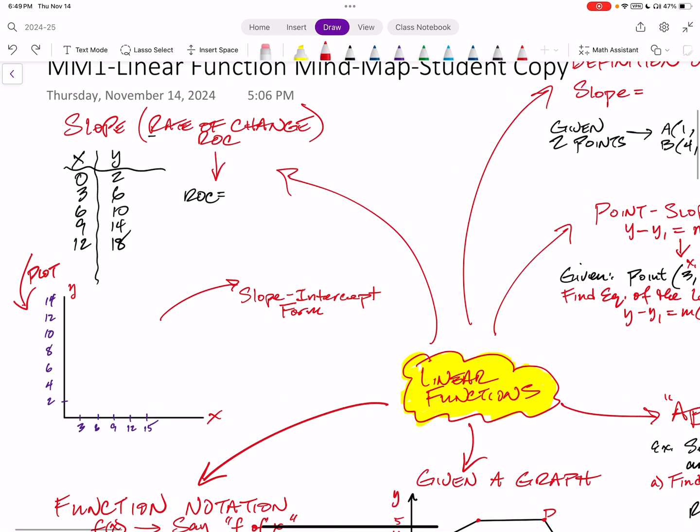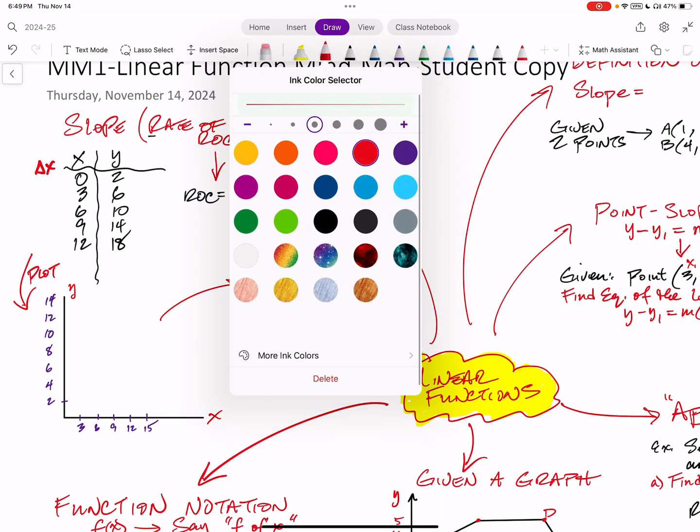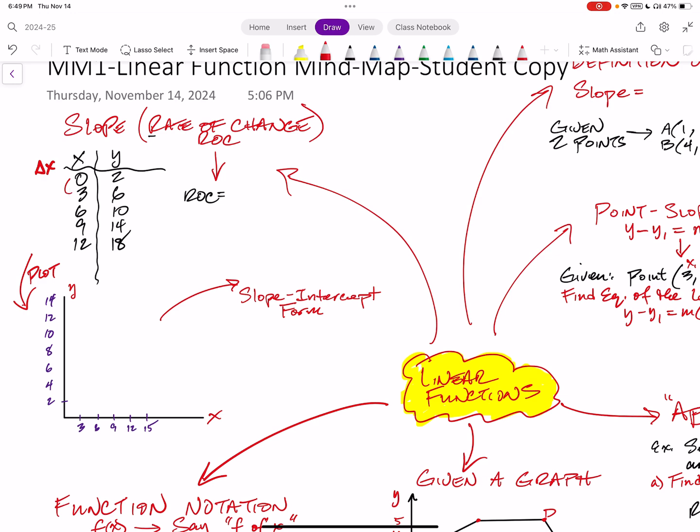Given a table of values is easy. Let's figure out delta x, your change in x. From 0 to 3 is obviously plus 3. From 3 to 6 is another plus 3. It's increasing, so we're adding 3 each time. Notice it's constant, so delta x is equal to 3.